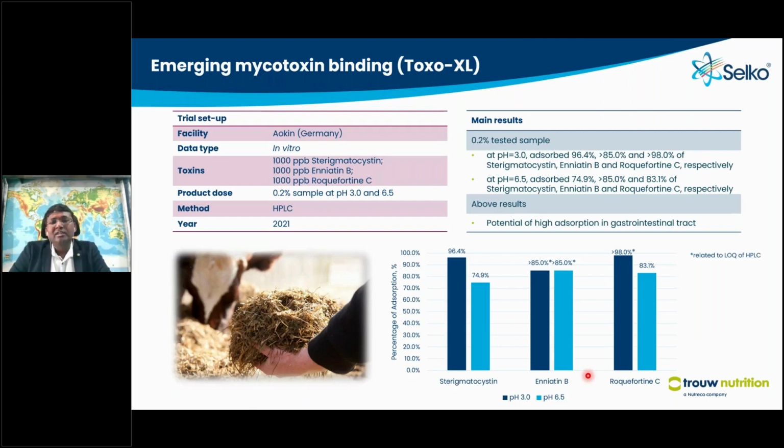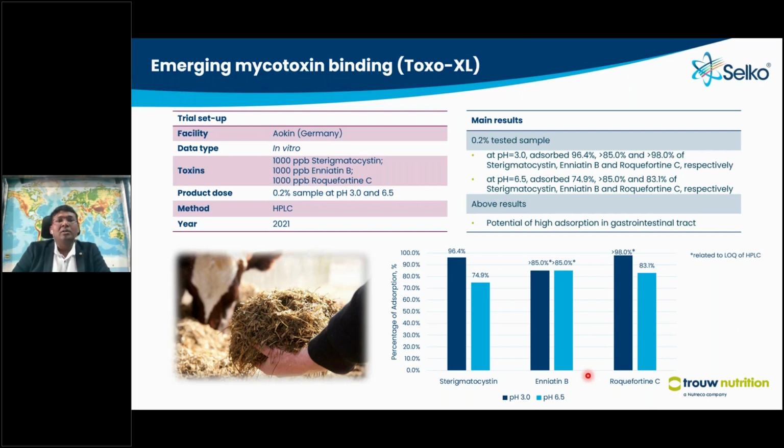You can see there for sterigmatocystin, eniatin B, and also for Roquefortine C at 2 different pHs, because we also know that at pH 3 sometimes products can work very well against a particular toxin. Sorry, at pH 3, after getting into alkaline it can release, which is not really good. So pH 6.5 or 6 is more critical, and we saw somewhere between 75 to 98% binding.